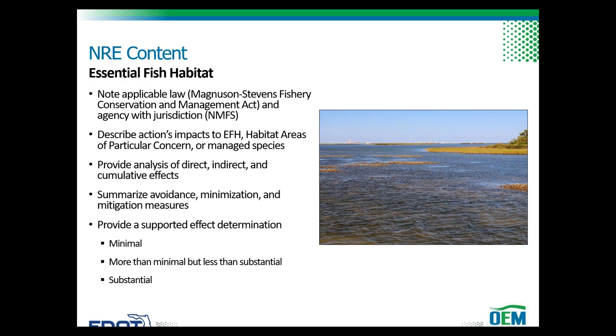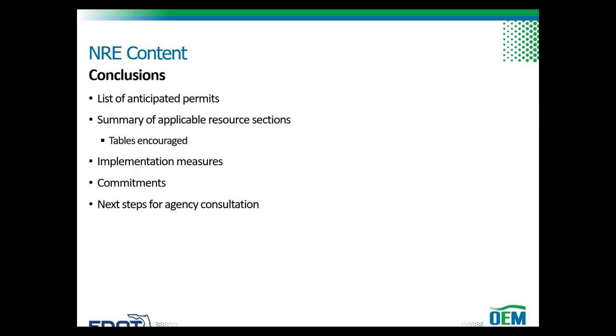In the NRE, discuss what essential fish habitat is present, the project's impacts, and any avoidance or minimization measures that will be implemented. Conclude with an EFH determination as to what level of impact to EFH is anticipated: minimal, more than minimal but less than substantial, or substantial. At the conclusion of the NRE, provide a list of anticipated permits, summarize the conclusions of each resource section, list out implementation measures and commitments, and next steps for agency consultation.